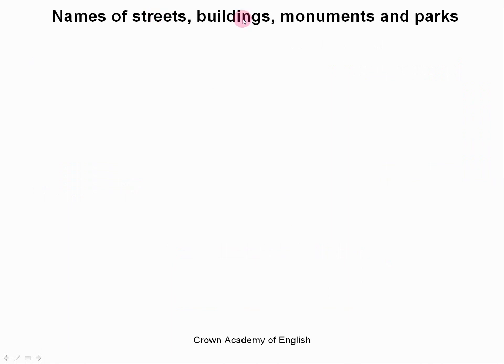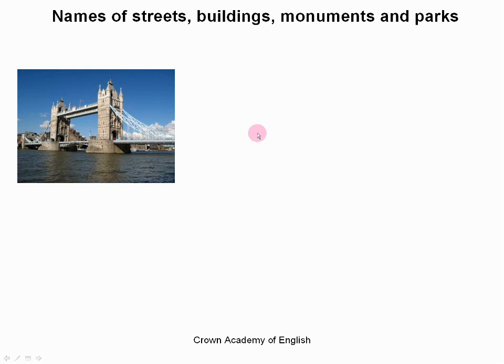Names of streets, buildings, monuments, and parks. The name of this bridge is Tower Bridge. Again, these two words are the name of the bridge, Tower Bridge, so we use capital letters. But the word bridge by itself just has a small letter.